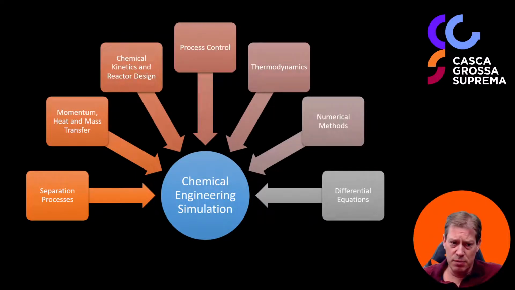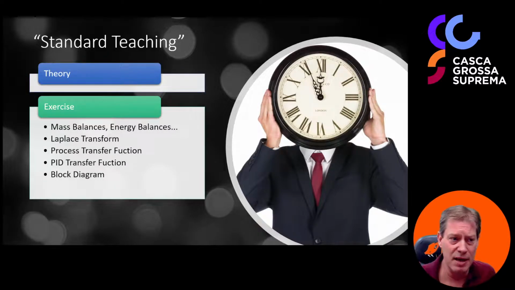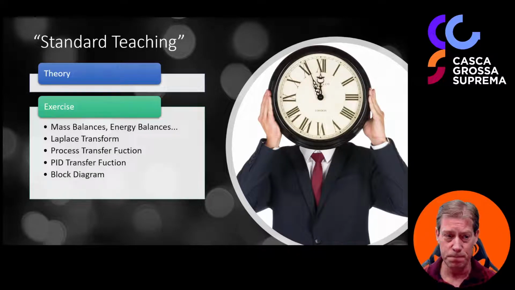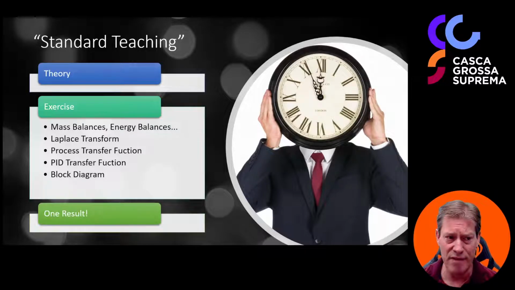So many of us professionally imagine that we could only use computer simulation at the end of the chemical engineering course, using all the knowledge that we have in separation processes, momentum, heat and mass transfer, chemical kinetics, reactor design, process control, etc. But if you think about that, we only use standard teaching, where we have the theory and make one exercise, like here in the control process simulation class: we make mass balances, energy balances, make a Laplace transform, create the transfer function, simulate this process and have only one result.